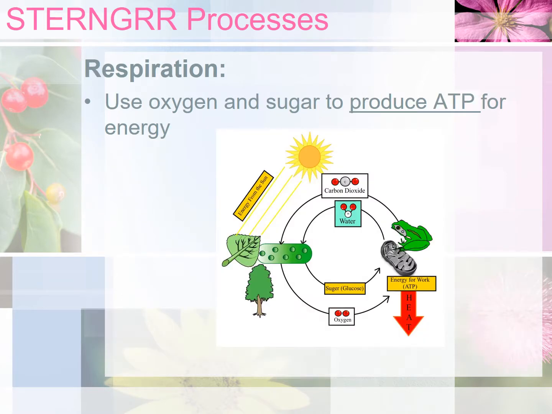All right, respiration. We plants use oxygen and sugar to produce ATP for energy, okay? But that is also after it's taken in water and carbon dioxide to make those sugars. So respiration is the process, okay? We have photosynthesis, and respiration is the opposite of photosynthesis. It takes what is produced in photosynthesis and uses oxygen to break it down.